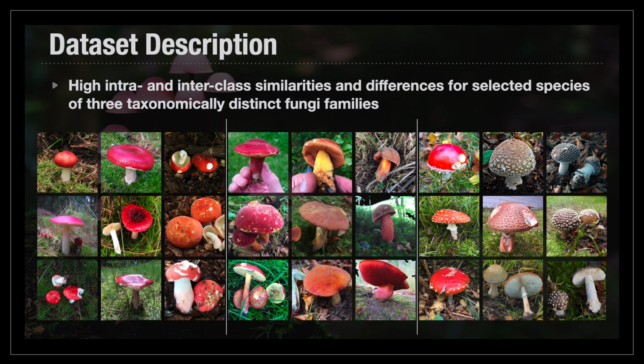To show you the high intra and interclass similarities, I have prepared a few images from three distinct genera: Russula, which is on the left side, Boletus in the middle, and Amanita, which is on the right side. To make it even more interesting, I mixed three poisonous species and their edible lookalikes together. In some cases, DNA sequencing is the only way to predict the species correctly.